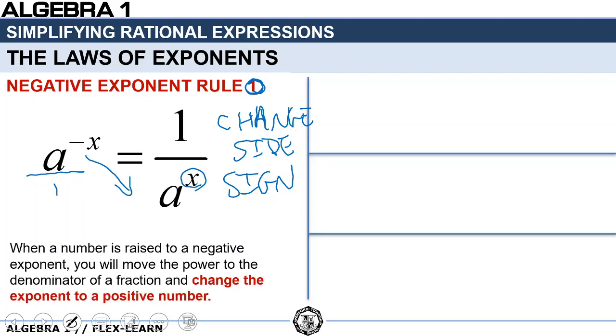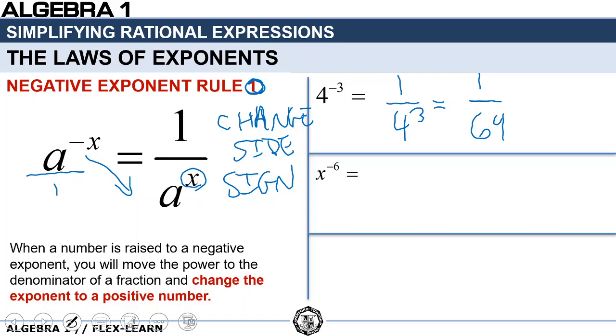Okay, so the rule says when a number is raised to a negative exponent, you will move the power to the denominator of a fraction and change the exponent to a positive number. So if you have 4 to the negative third power, I'm immediately going to rewrite it as 1 over 4 to the third power. You change the side, you change the sign. So 4 to the third power, if you use a calculator, is just 64. So that's 1 over 4 to the third power.